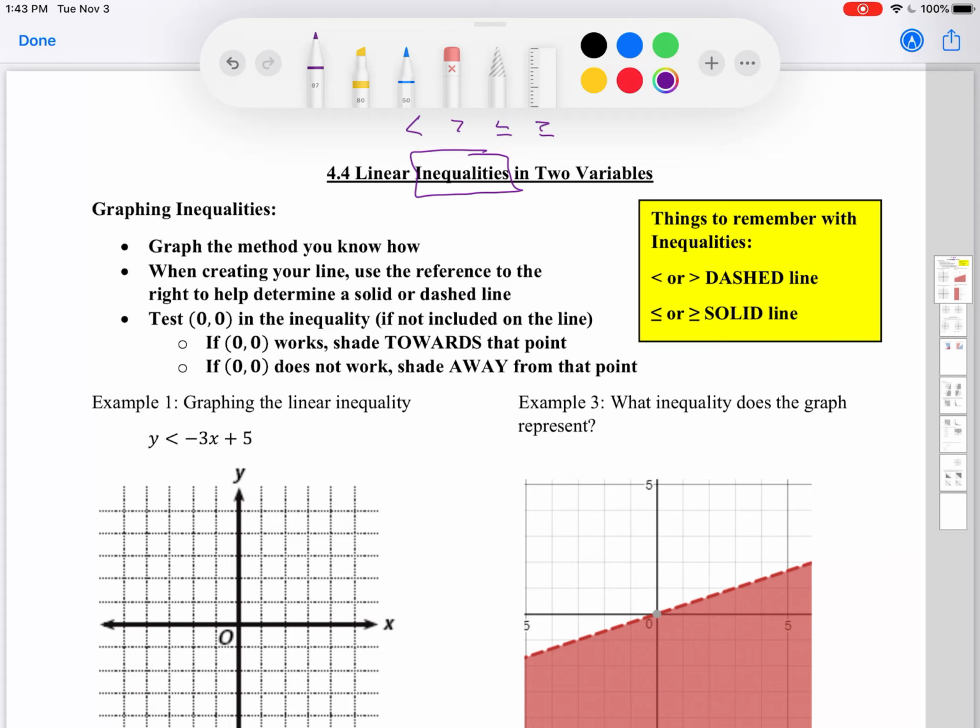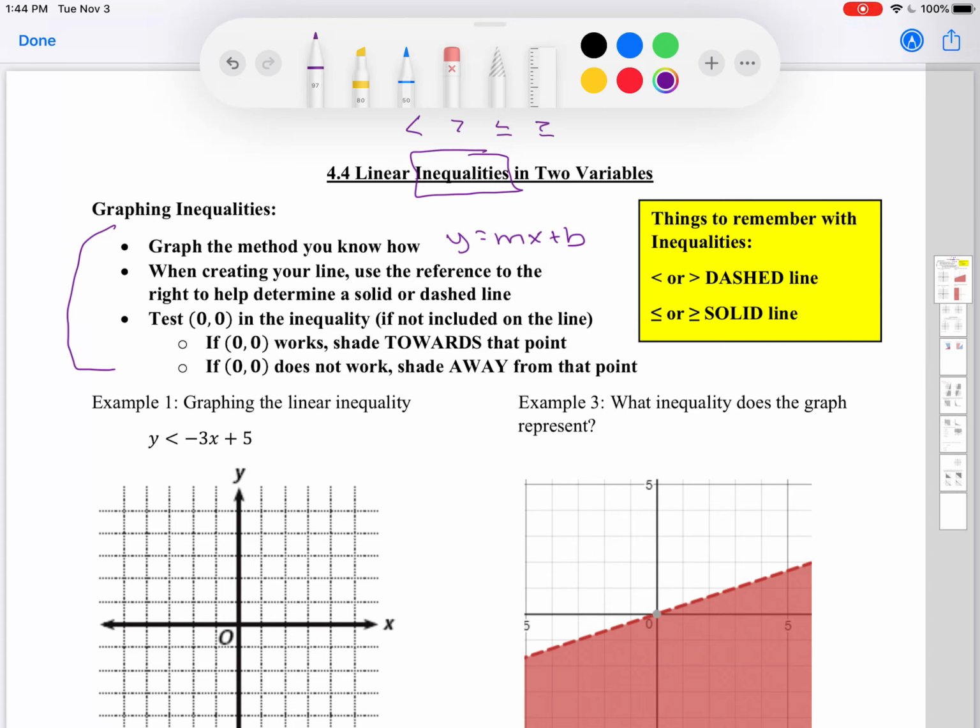So then we're going to be talking about inequalities some more today. However, we're going to be talking about linear inequalities. So we're talking about lines this time, but the same rules are going to apply when we talk about inequalities. So to get started, we have our graphing method here. And so we can graph the method, we know how. That method is going to be slope-intercept form. We know how to graph slope-intercept form. So we want to make sure that it is always in y equals mx plus b form every single time.